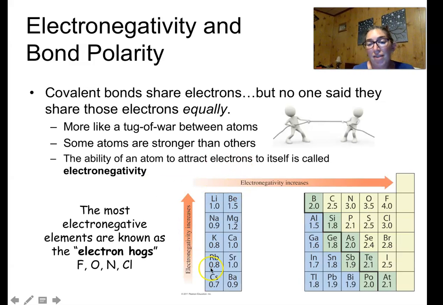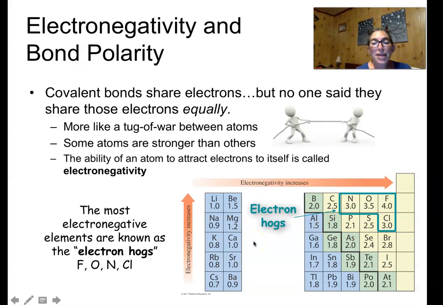And this is just showing the main group ones. So group 1A, 2A, skip over the transitions to 3A, 4A, 5A, 6A, 7A. And so when these guys enter bonds together, if their electronegativity values are very different, then that means the stronger one's going to pull on those electrons. And if they're very similar or the same, then they will share equally.